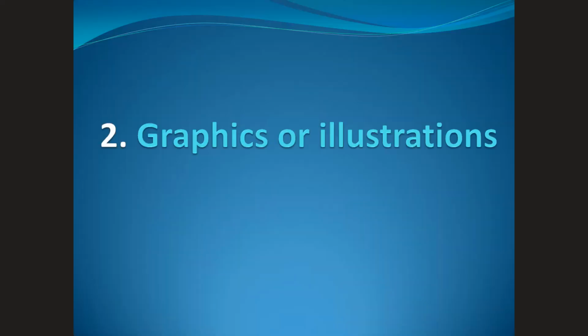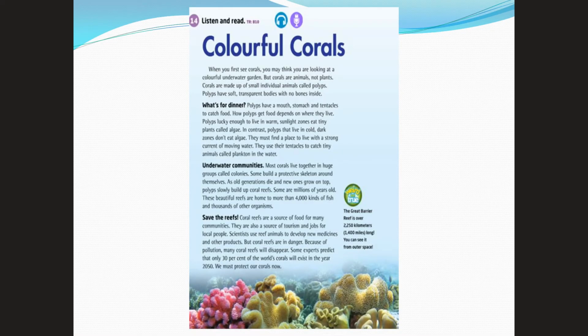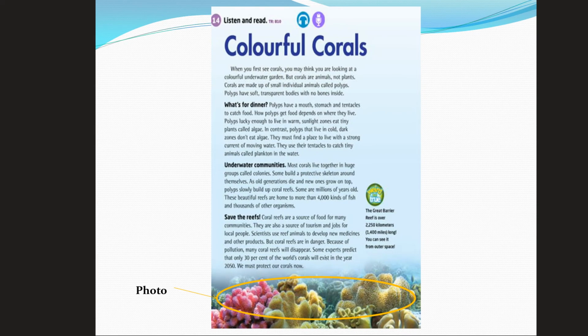Informational text usually contains graphics or illustrations to help readers understand the subject. Look at this informational text. Photos help visualize the context of the text or content of the article. For those who struggle with the word corals, the photo will tell you what corals are.